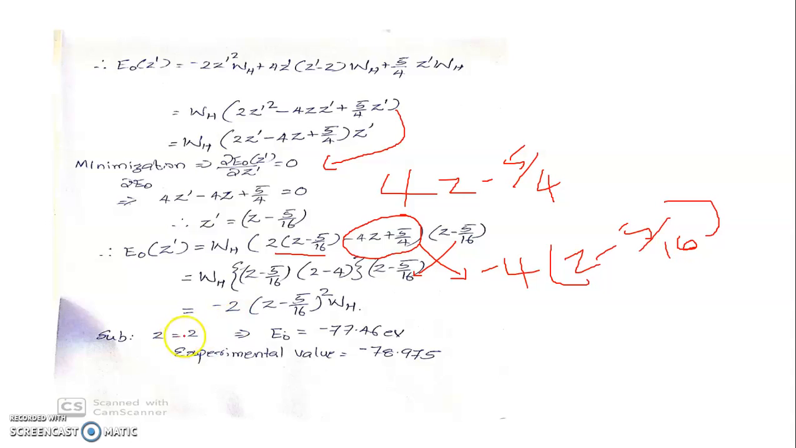We substitute Z equal to 2 and WH equal to 13.6 electron volt. You will obtain a determination of the ground state energy of helium as a minus 77.46 electron volt. You just put this is equal to 2 and this is equal to 13.6 and calculate this value. This comes to minus 76.46 electron volt. And the experimental value of the ground state energy of helium is found to be minus 78.975 electron volt. This value is in agreement with this one.